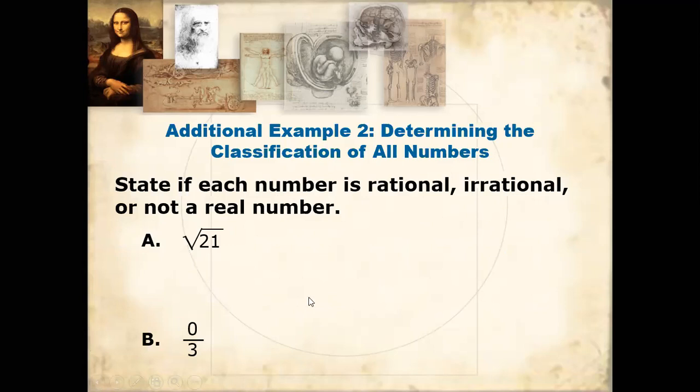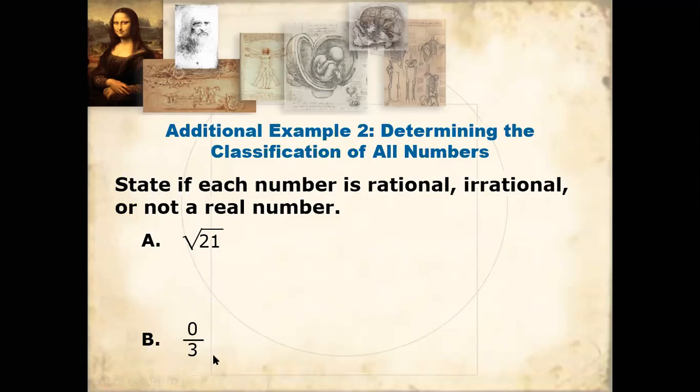Square root of 21. It will be an irrational number. Okay, and what else? A real number. A real number, exactly. So it will be irrational and real.